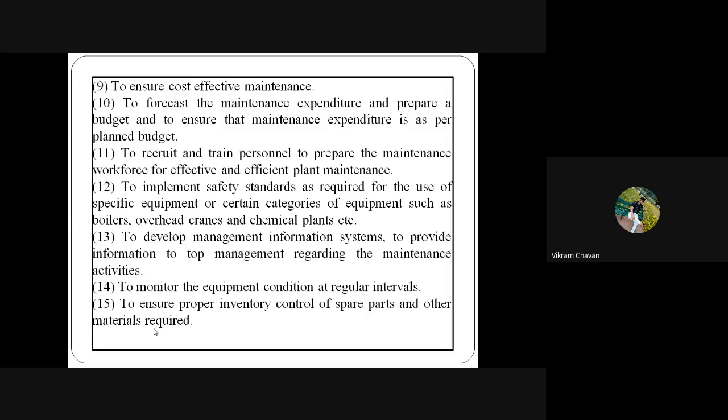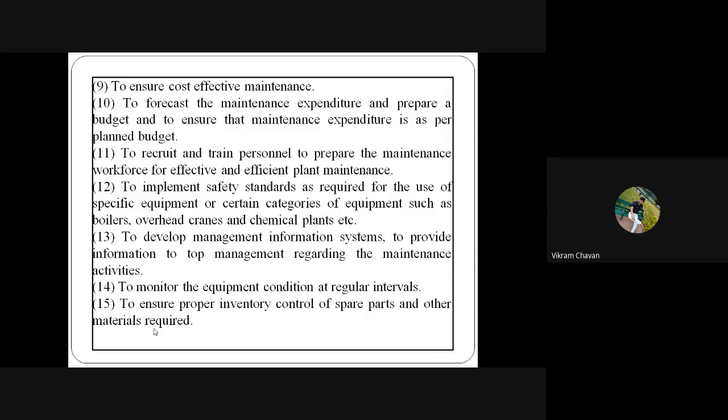Then we know that as the capacity of a plant goes on increasing, the workforce requirement also goes on increasing. So the hiring of new people for the maintenance department comes under this particular function of maintenance management. Okay, then safety standards. You can see that there are some yellow lines and white lines provided in the industry for safety purposes, so that no one can enter inside those yellow lines. These are one kind of safety standard.